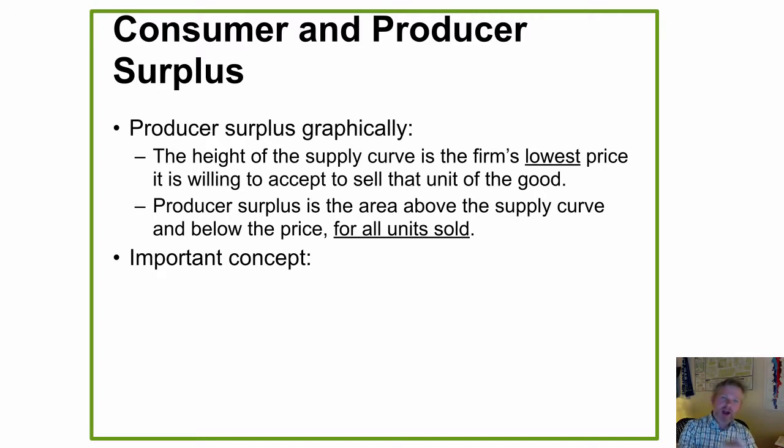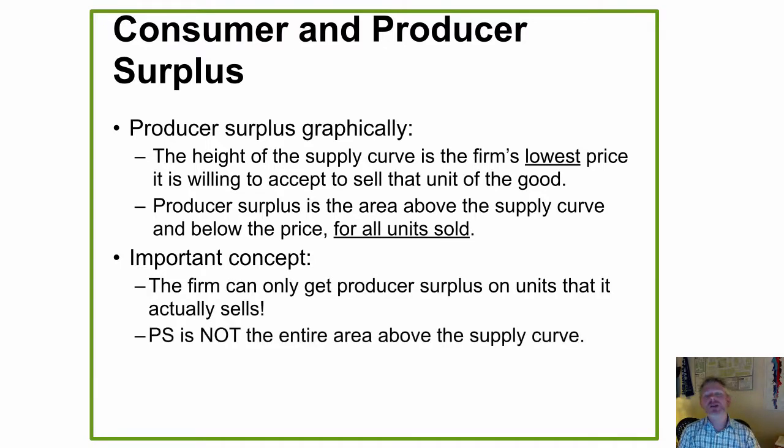The next one's a little higher, higher, higher. For the last unit that you're graphing, the willingness to sell is very, very high, and it almost never gets sold because that willingness to sell is so high. All right. So the firm only gets producer surplus on units that it actually sells. Producer surplus is not the entire area above the supply curve. Remember, lots of those goods, even though firms would be willing to sell them at those very high prices, the market price is probably going to be below, at least for some people, what their willingness to sell is.